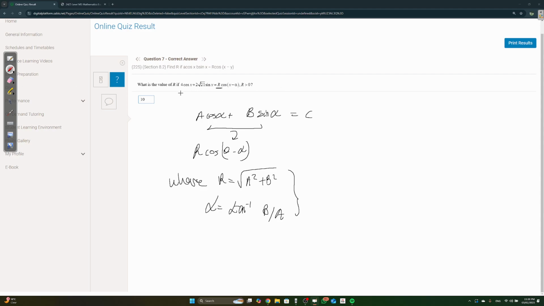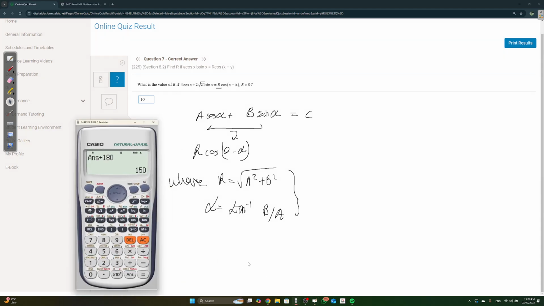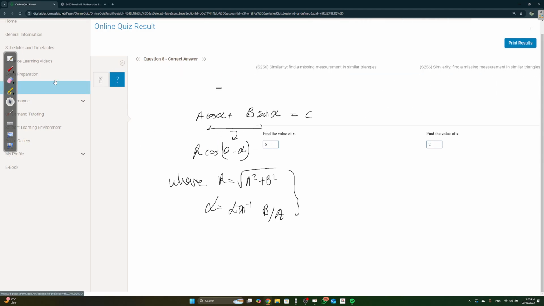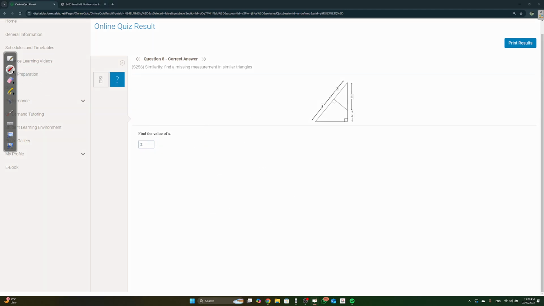So what's the value of r? It's always the magnitude, so the square root of 4 squared plus 2 root 21 squared. Let's do it on a calculator. Square root of 4 squared plus 2 root 21 squared, which is 10. Very easy. Question 8. Find the value of x.